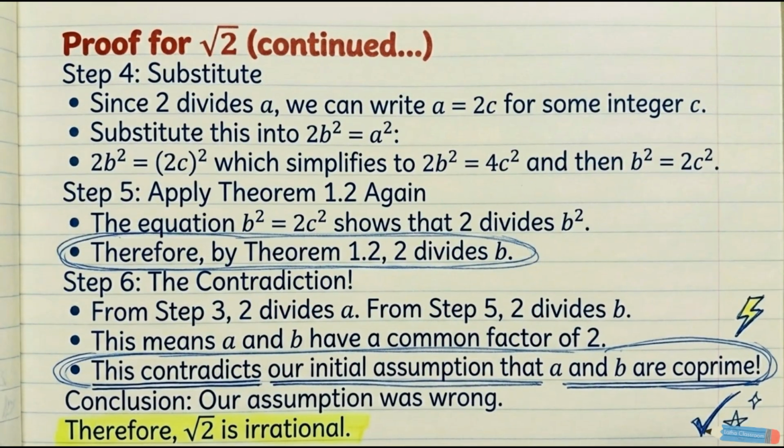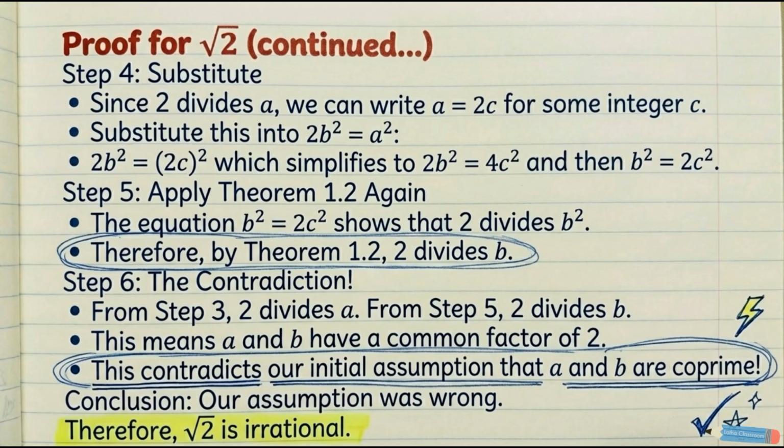Step 4, substitute. Since 2 divides a, we can write a equals 2c for some integer c. Substitute this into 2b square equals a square: 2b square equals 2c whole square, which simplifies to 2b square equals 4c square, and then b square equals 2c square. Apply theorem 1.2 again. The equation b square equals 2c square shows that 2 divides b square. Therefore, by theorem 1.2, 2 divides b.